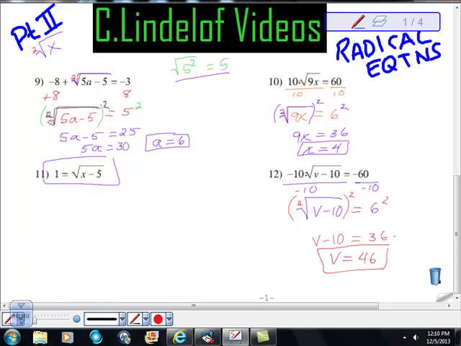All right, you guys? I hope this is helpful. This is really, really important math. I cannot overstress how important this is.